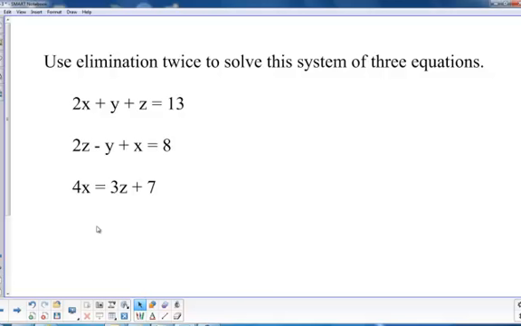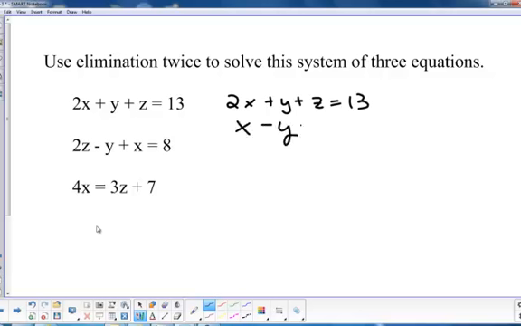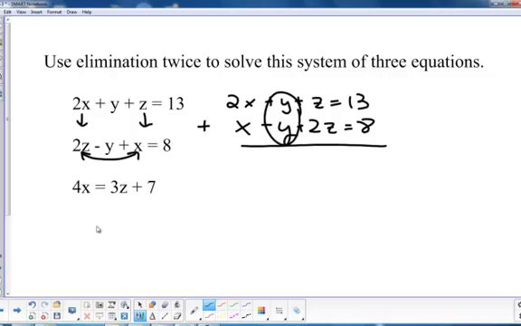All right. We're going to use elimination twice. So first, we're going to put the first two together. I'm going to rewrite this, and then I'm going to put my x first and my z last. So I just flipped these two so that they would line up. Alright, so through adding, the y's will eliminate. So I get 3x plus 3z equals 21.